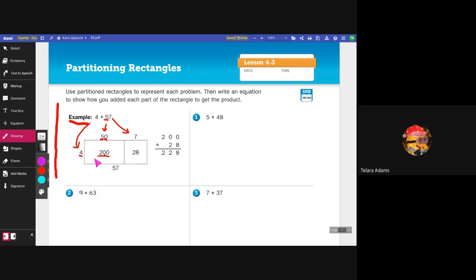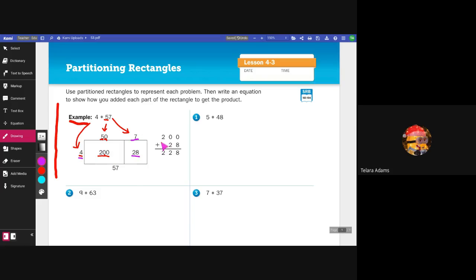What is 4 times 7? Yes, 28. Make sure you have that. You have those notes. You understand that we multiplied 7 times 4, and 28 is in our last part of our rectangle. Now, what do I do with this 228?